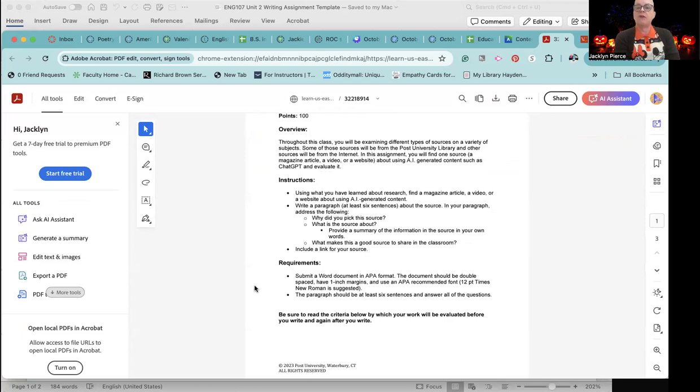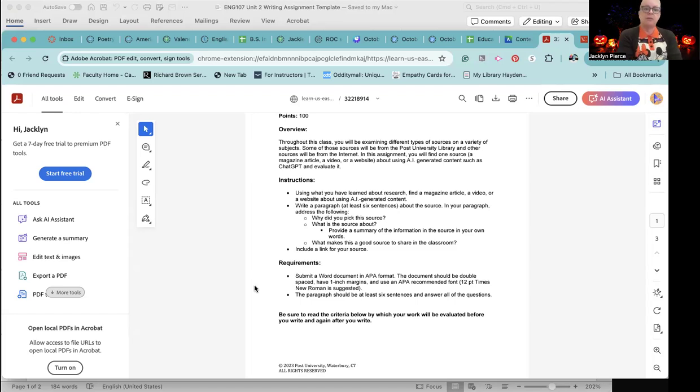Write a paragraph of at least 6 sentences about the source. And in your paragraph, you want to specifically answer these questions. Why did you pick this source? What is the source about? So give a summary of the information in the source in your own words. You can include some quotations if you want to, but basically you're summarizing it in your own words. And then finally, what makes this a good source to share in the classroom? And you need to include a link to your source.